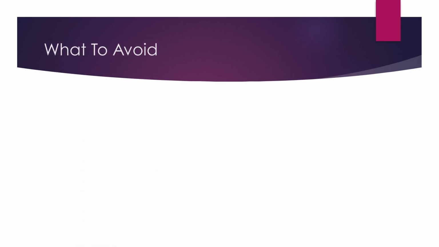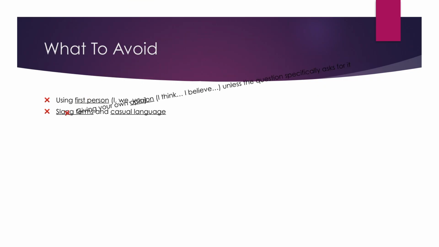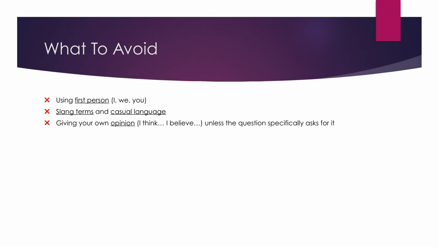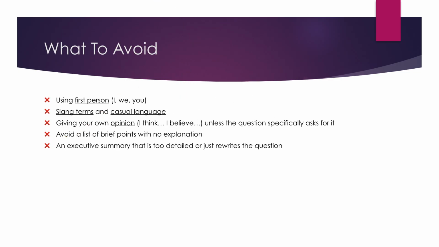We've looked at what to include, now let's look at what to avoid. Firstly, you should avoid using first person, saying I, we, or you. You should avoid slang terms and casual language. Keep it formal. You should avoid giving your own opinion. Everything needs to be based on facts. You need to avoid a list of brief points that don't actually explain anything. You need to avoid an executive summary that just rewrites the scenario.